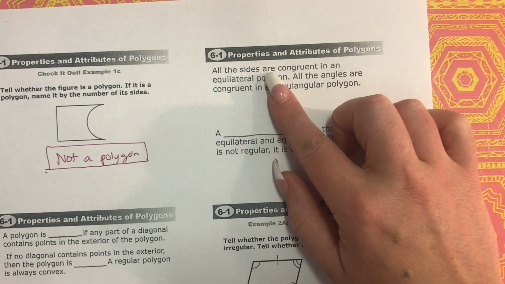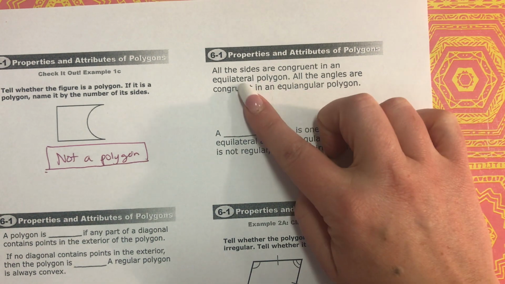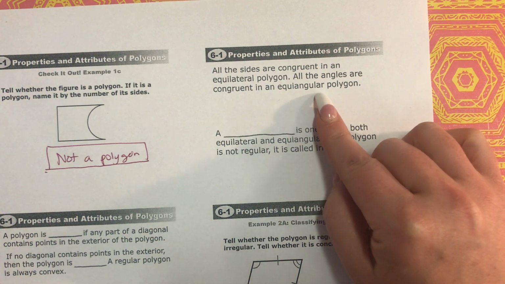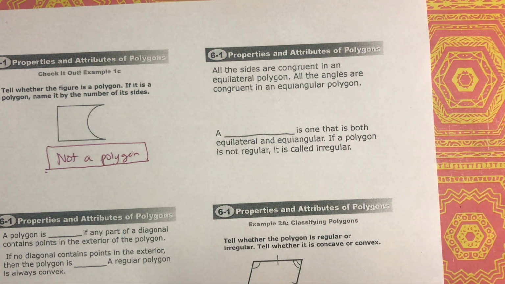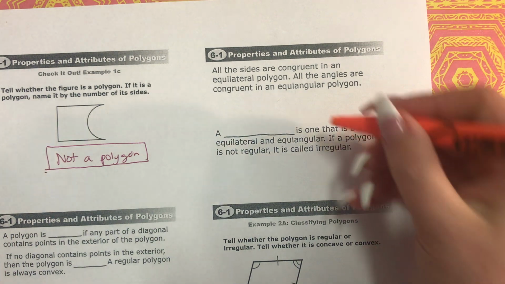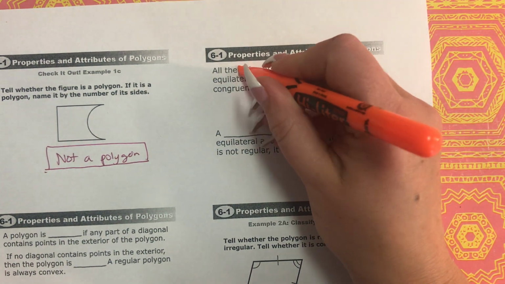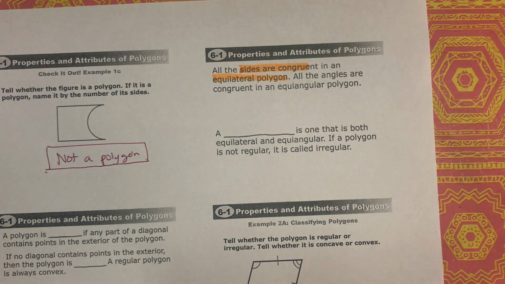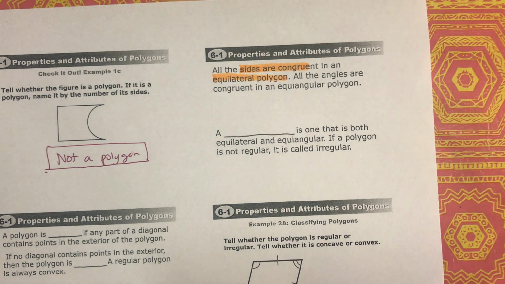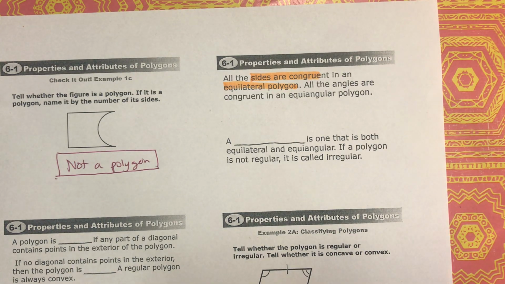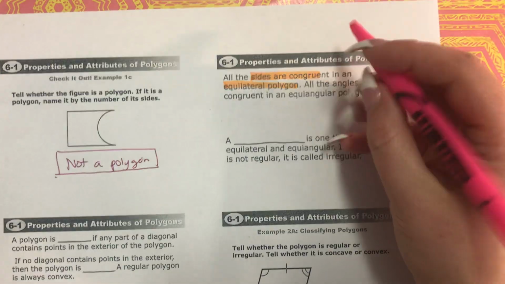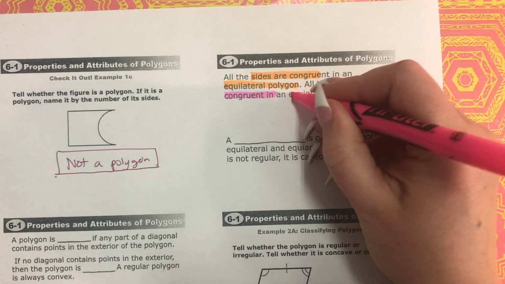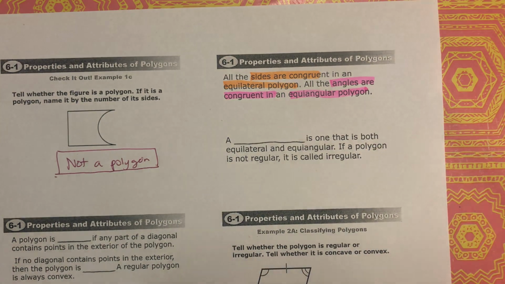In an equilateral polygon, all the sides are congruent. In an equal angular polygon, all the angles are congruent. That's really important. You remember this from triangles: an equilateral triangle is when all the sides are the same, and an equal angular triangle is when all the angles are the same. But now we're calling it an equal angular polygon when all the angles are congruent.